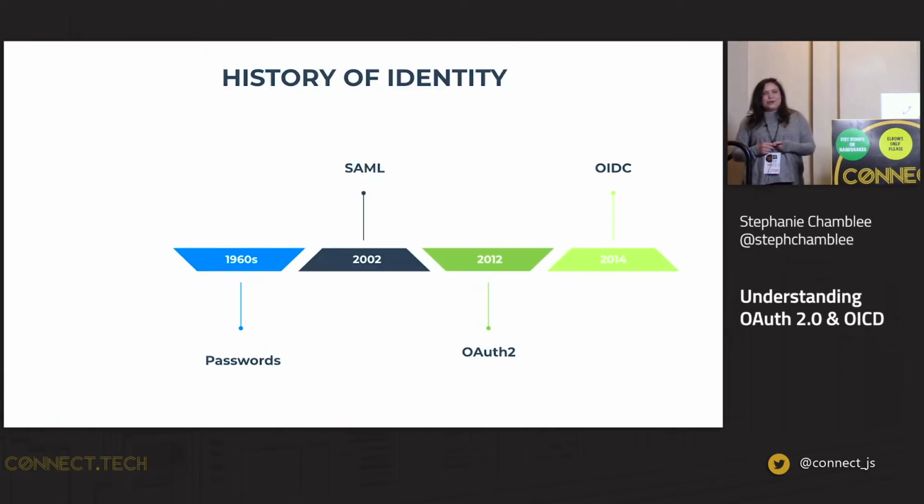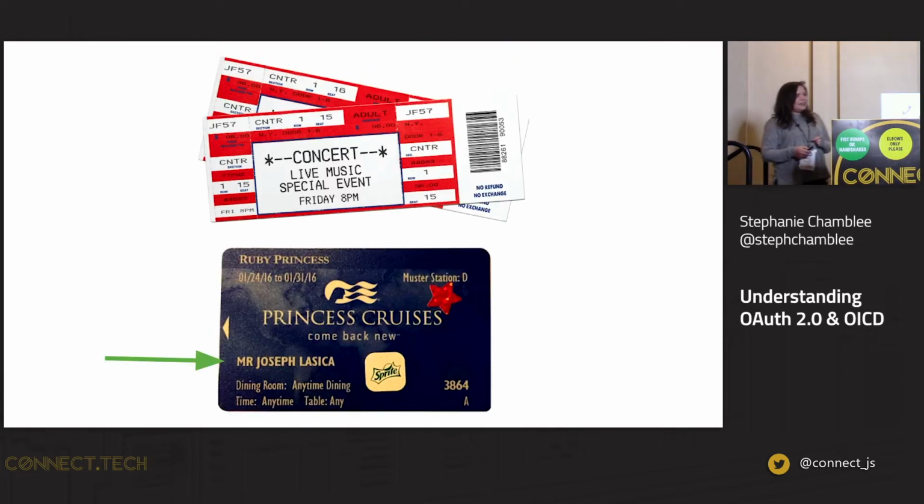Which brings us to OpenID Connect. OpenID Connect is a thin identity layer built on top of the OAuth 2 protocol. Going back to the analogy of the concert tickets and the cruise cards, they both grant access to something, but the cruise card displays the name of the person who owns the ticket. This is similar to what OpenID Connect adds to OAuth. It adds information about the user.